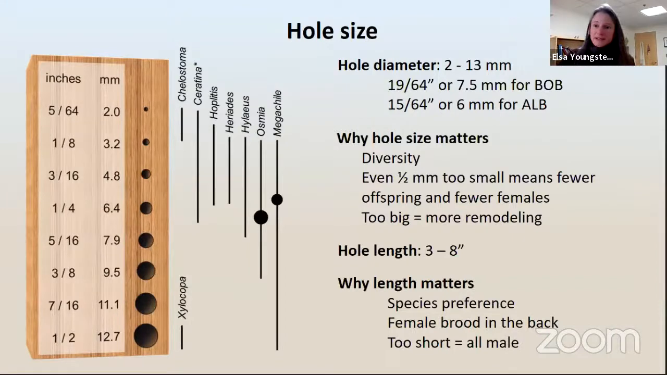The length also matters. A length of about 3 to 8 inches for your tunnel is recommended, and that's what'll fit nicely in the shelter that you're going to build today. Length matters for similar reasons. Different species prefer different lengths. They also almost always put their female offspring in the back, and then there's a male zone in the front of the nest. And if the male zone takes up too much of the nest, you won't ever get any female offspring, and the next generation will have trouble pairing up.